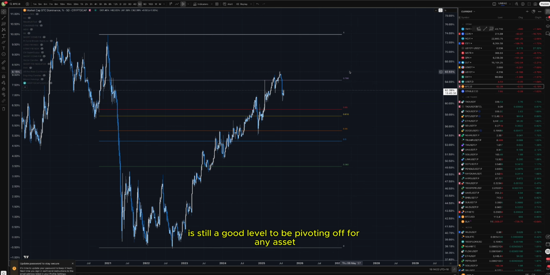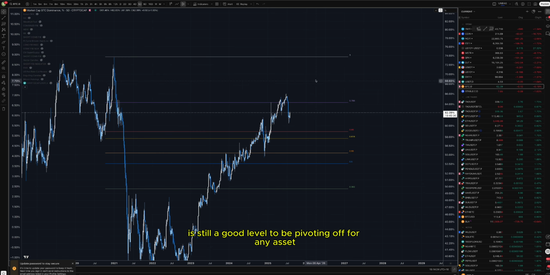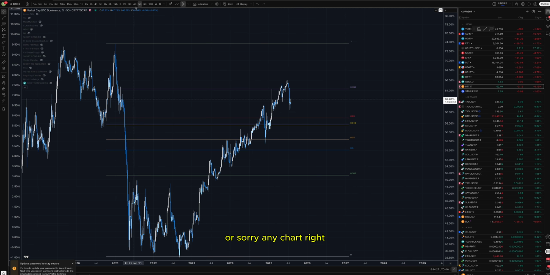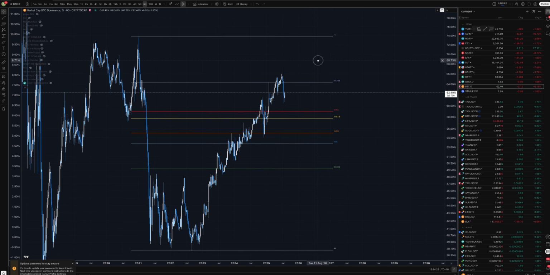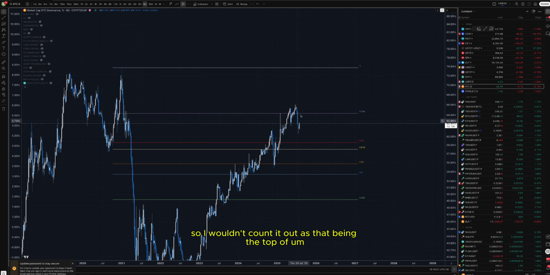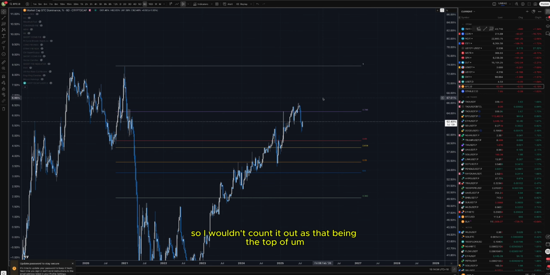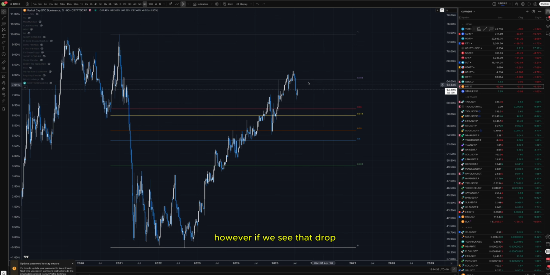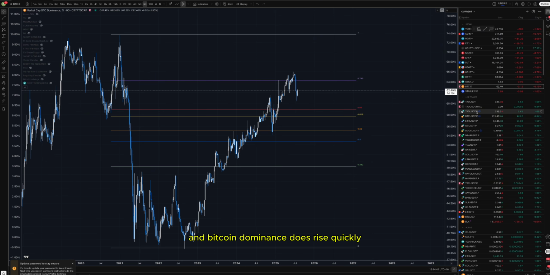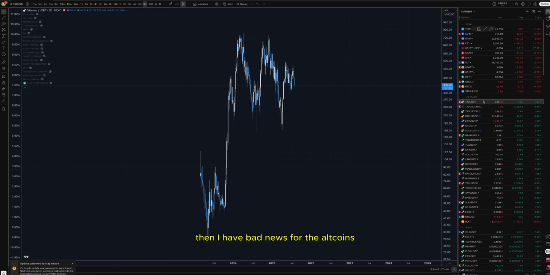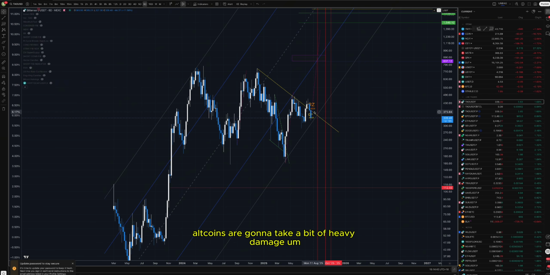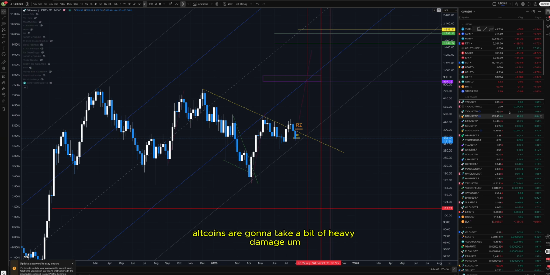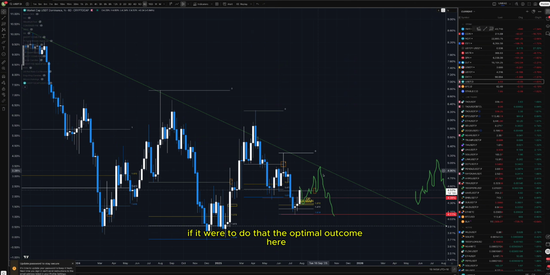0.786 is still a good level to be pivoting off for any asset, or sorry, any chart, right? So I wouldn't count it out as being the top of Bitcoin dominance. However, if we see that drop and Bitcoin dominance does rise quickly, then I have bad news for the altcoins. Altcoins are going to take a bit of heavy damage going into the rise of Tether dominance, if it were to do that.